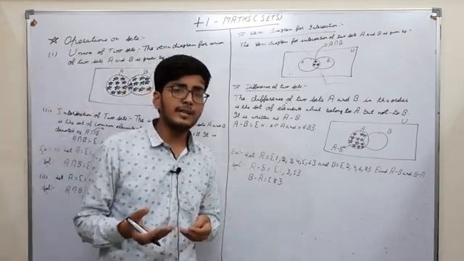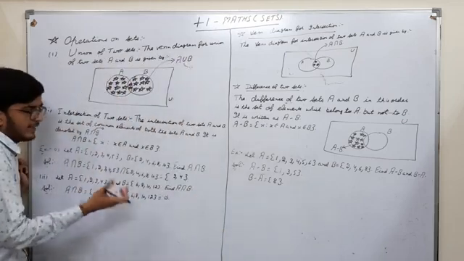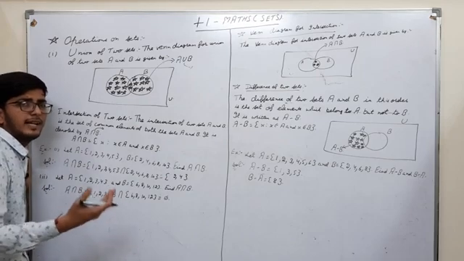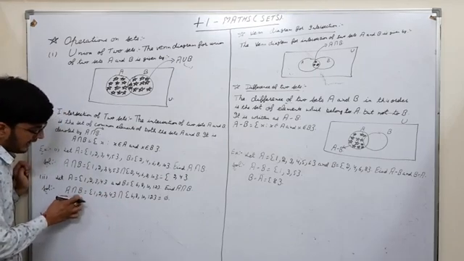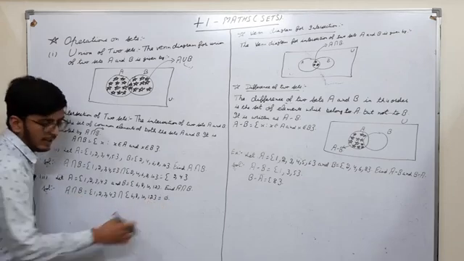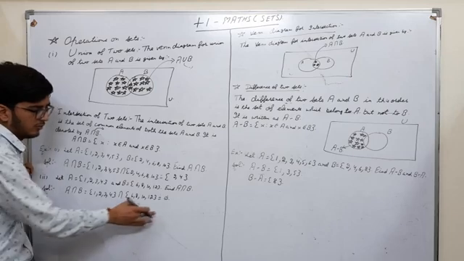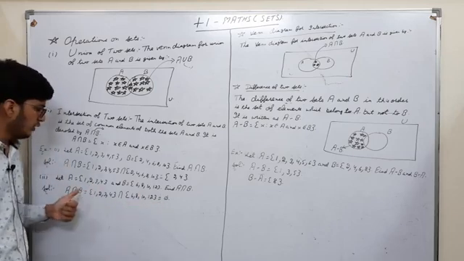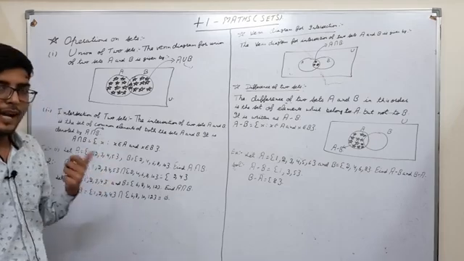So if no element is common, then what? Then empty set. That means our intersection will be empty. That means our intersection A intersection B will be what? Empty set or void set or null set, right? Which is phi. So I think you are clear with this example, so you are clear with intersection.